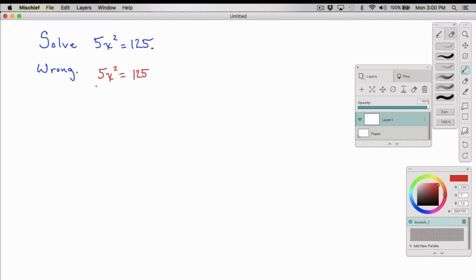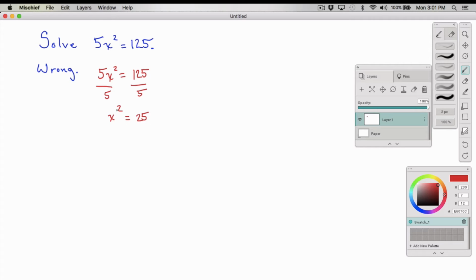And then I'm going to divide both sides of the problem by 5. And that's going to give me x squared equals 25. If you didn't do this arithmetic in your head very quickly, think of having 5 quarters would be $1.25. Or you can put it into your calculator.